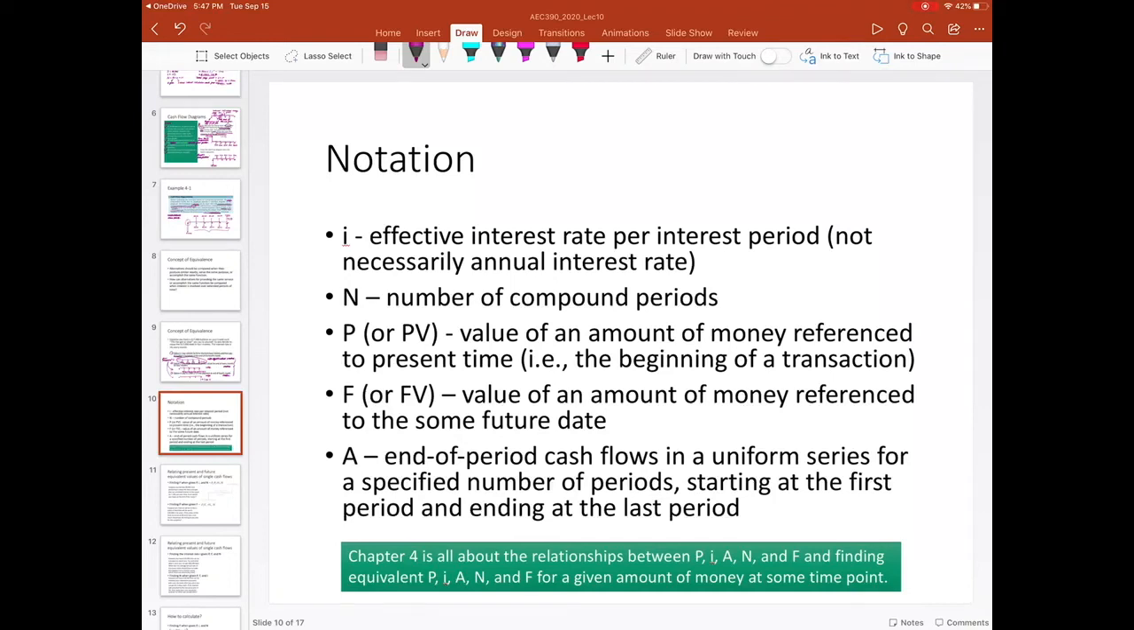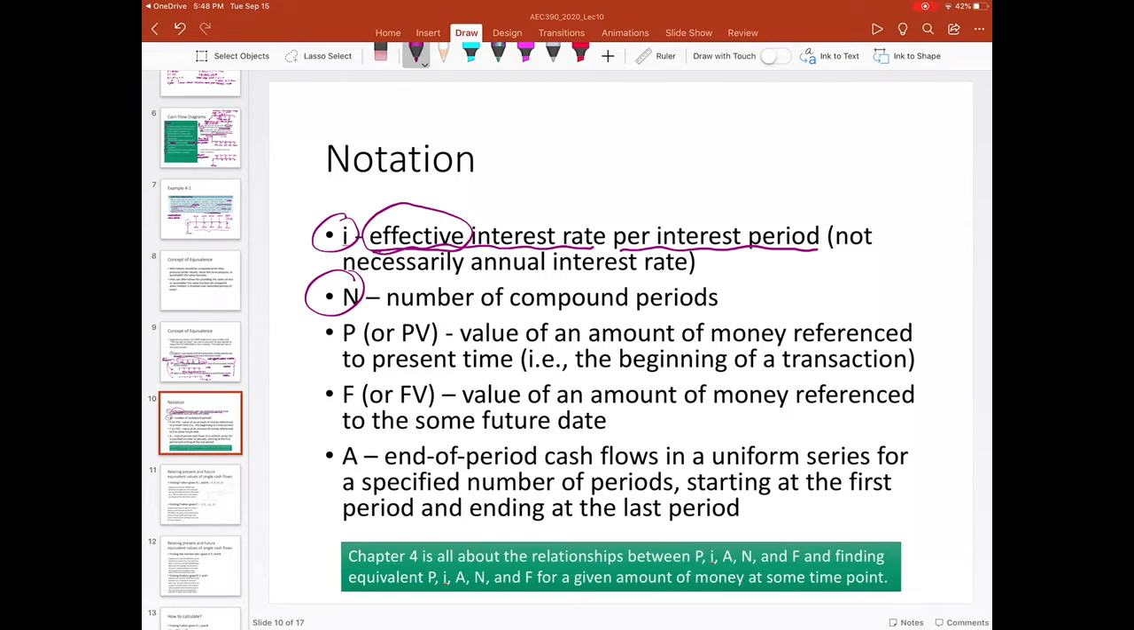Let's learn some notation first. The first is I. We have learned this already. I is the effective interest rate per interest period. It's not necessarily the annual interest rate. It could be a monthly interest rate or a quarterly interest rate. That's why I said it's the effective interest rate. I didn't say it's the annual interest rate. So I is the first thing, and then N, the number of compound periods.